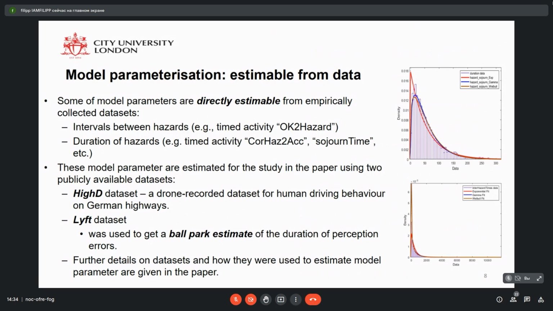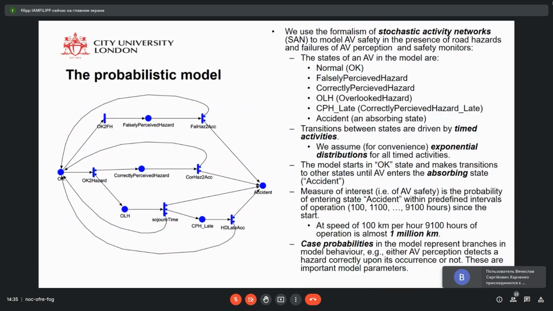So the whole point of this second data set is to allow us to see the duration of overlooking objects, if they exist, but the camera and the machine learning object recognition is not detecting them instantaneously. So we use this second data set to help us with these case probabilities, this distribution: how long we spend in this state of not seeing the object on the road.